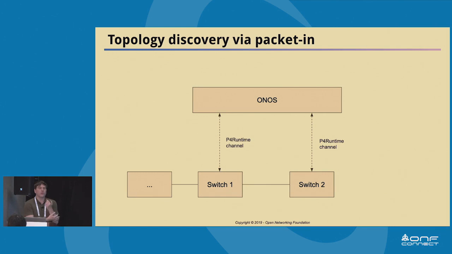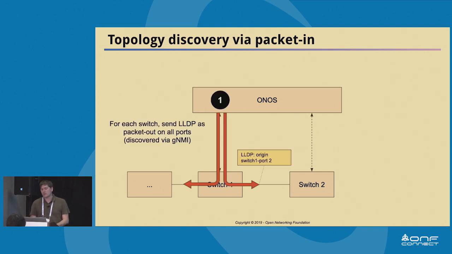So how does topology discovery work in ONOS? We use a mechanism that is based on LLDP packets. So the idea is that ONOS is connected to multiple switches using P4 runtime. And for every switch, what ONOS does is send packet outs out of all the switch ports. So switch ports are discovered using gNMI. So if there are, for example, 10 ports, ONOS will periodically try to send 10 LLDP packets out of the different 10 ports. Each packet is tagged with an identifier of the origin switch and port number.